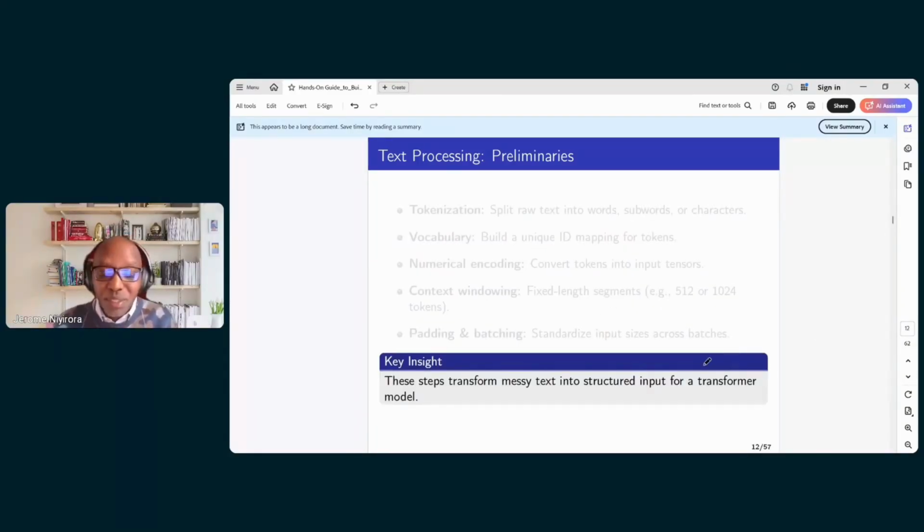So these steps really help to organize the text into something that the transformer models can digest and understand, and we can train it to generate the weights. And those weights are the ones we use to generate text.